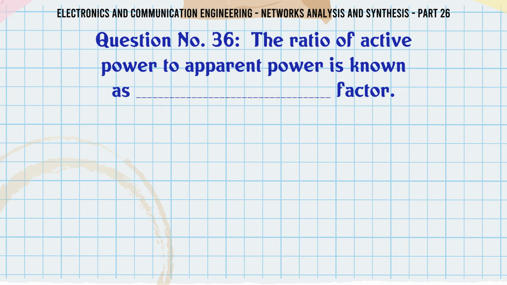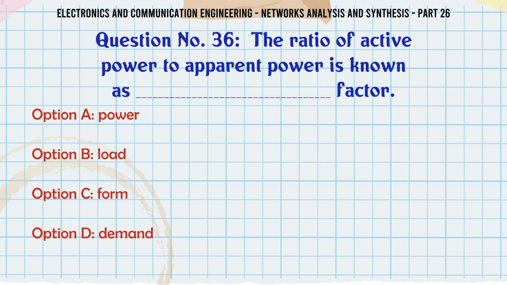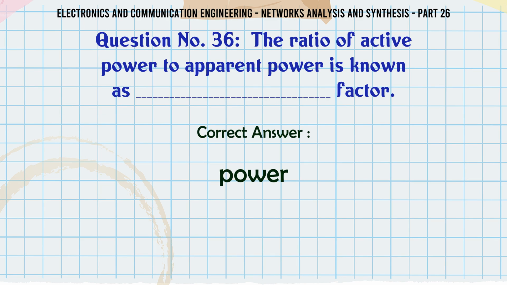The ratio of active power to apparent power is known as factor. A. Power, B. Load, C. Form, D. Demand. The correct answer is power.